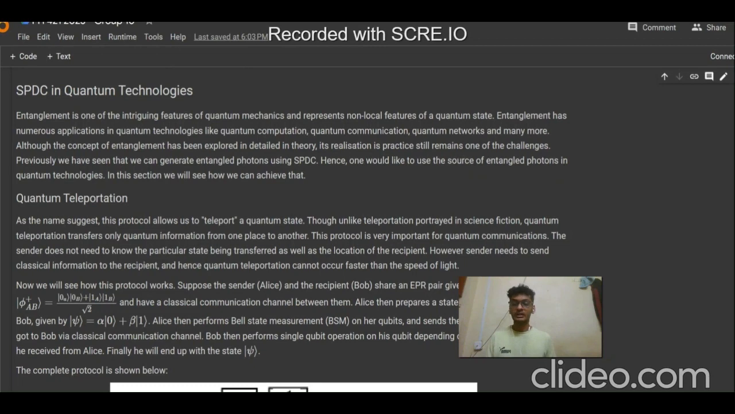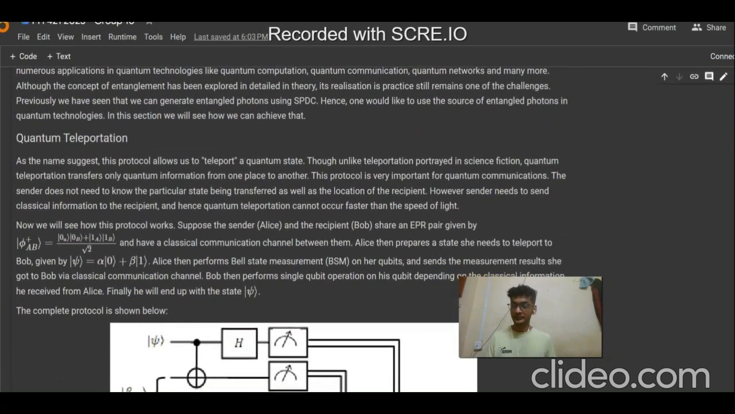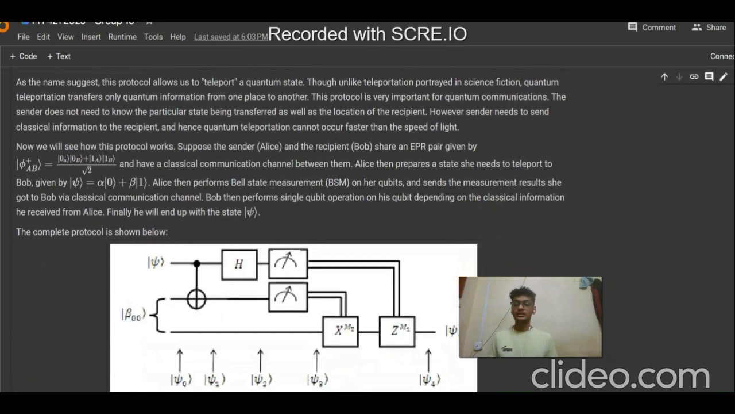So our first example is quantum teleportation using SPDC. Quantum teleportation teleports a state, which contains the information, that is quantum information, from one place to another. It does not teleport objects, unlike shown in the science fiction movies. So the basic idea is that the sender, Alice, and the recipient, Bob, share an entangled pair given by (|00> + |11>)/√2. Here 0 and 1 can basically be the polarization of the light, 0 being the vertical, 1 being the horizontal, or vice versa. And they have a classical communication channel between them.